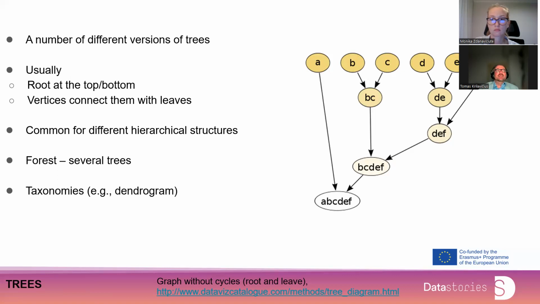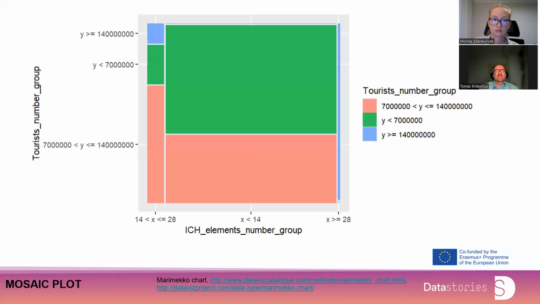And of course, you can have something that is called a forest. So basically, it's just several trees. And as I mentioned, they are very common and used a lot, for example, in biology to represent dendrograms, or they can be used to represent very different taxonomies. Then mosaic plots. So basically, in mosaic plots, again, you have some grouping. So in this case, for example, we group ICH elements into two groups, and we group tourist numbers again into several groups. And then we see what the distribution is among them.